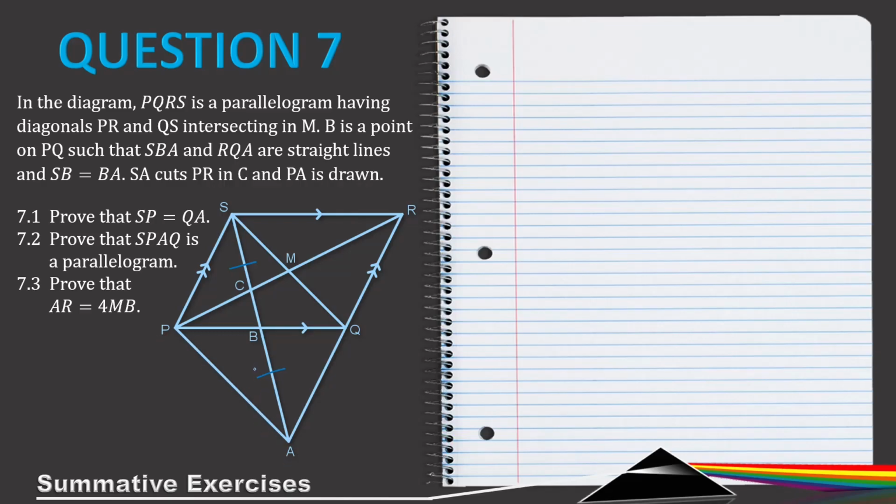So 7.1, prove that SB is QA. Now we are given, what are we given?